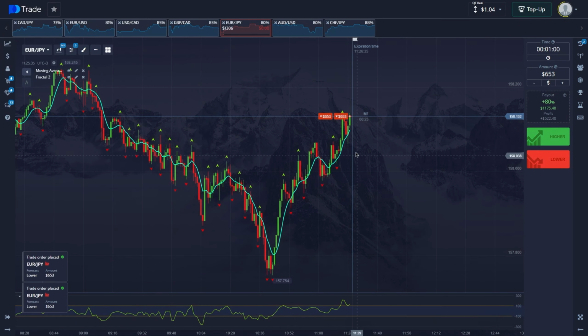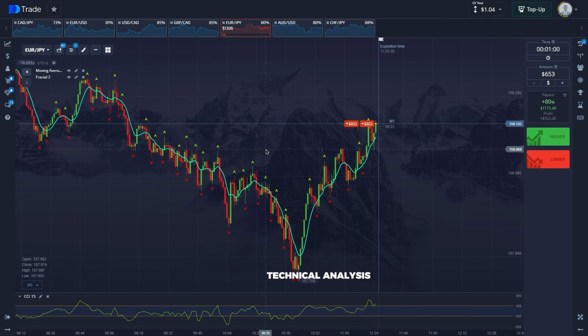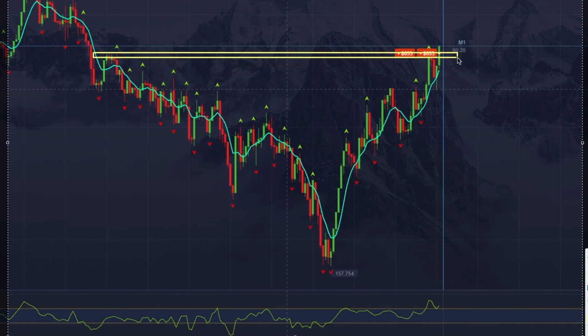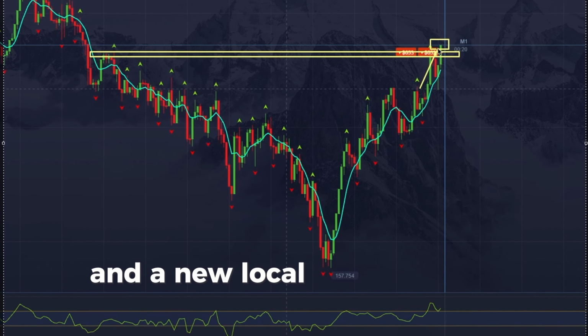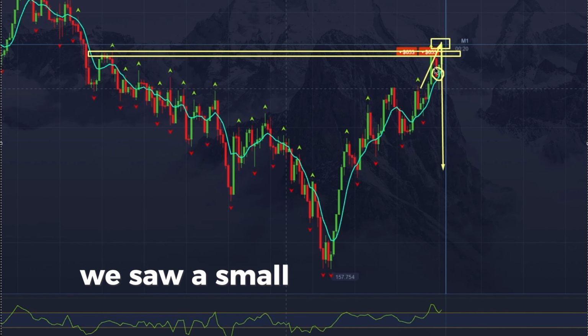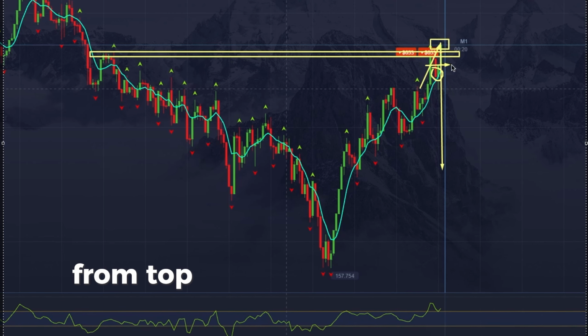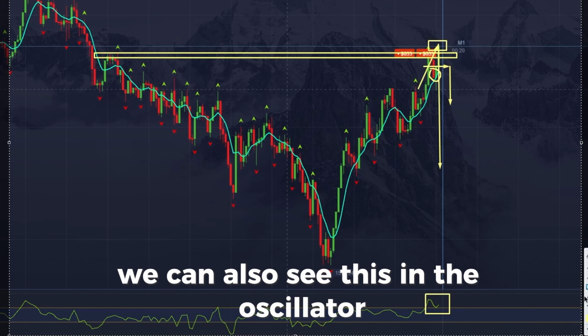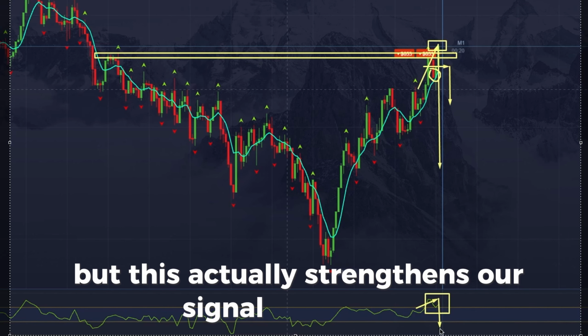Here's a very interesting trade unlike the others. We're adding technical analysis to our strategy. Let's highlight the working area. We've broken through the resistance level and a new local high has been formed. Now, the trend should pull back. We saw a small crossover of the moving average from top to bottom, and then the trend reversed upward. We can also see this in the oscillator, but this actually strengthens our signal to go short.